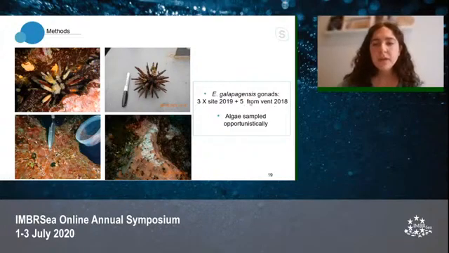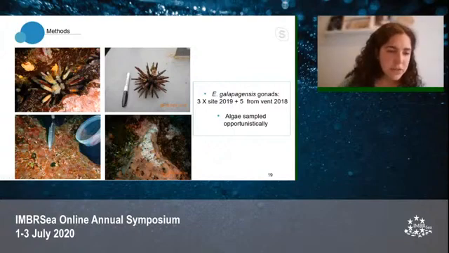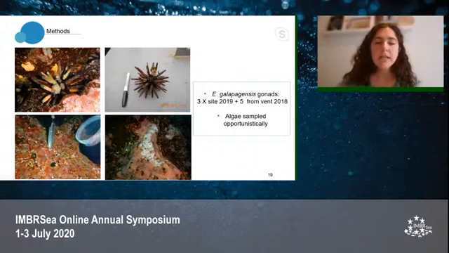Additionally, 5 sea urchins were included from the vent from a previous campaign in the same season in 2018. While algae were sampled opportunistically, here on the bottom you can see the algae communities were mainly encrusting coralline red algae, and in the bottom right you can see the grazing marks of the sea urchin on the algae.